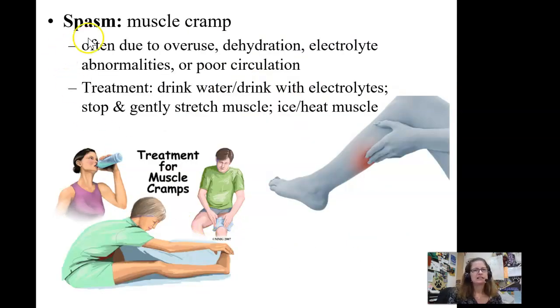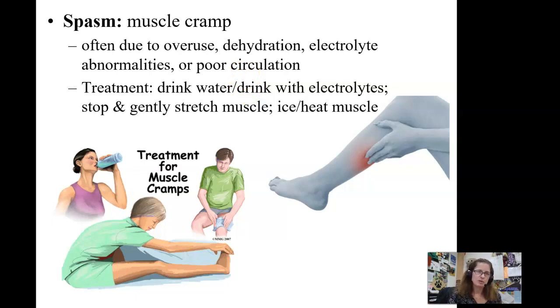And last but not least is a spasm. Lots of people have had muscle cramps. And there's not just one reason you're like, oh, my muscle's cramping. It could be you're using it too much, you don't have enough water, you don't have the right ion balance in your muscle cells, or you don't have enough blood running to those muscles. So there are lots of different reasons that you can end up with a cramp.